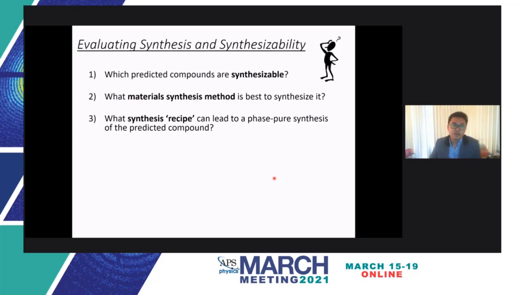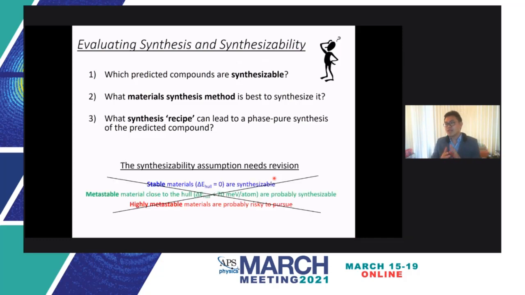Just another bit of my idea is that DFT is really good at doing structure property relationships, but there's no Schrödinger equation for synthesis or synthesizability, right? And so we have to be a little bit more thoughtful about what we are doing when we use the convex hull to evaluate synthesis and synthesizability. Mostly, I think we have to revise the synthesizability assumption, okay? This synthesizability assumption clearly is incomplete, and we need to find a better way to evaluate synthesis.